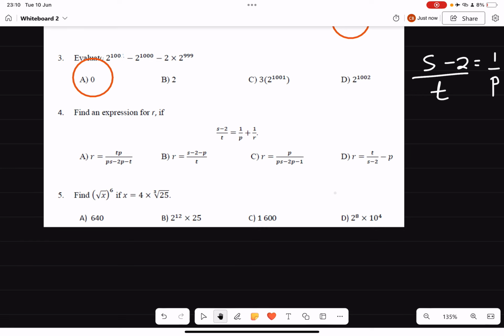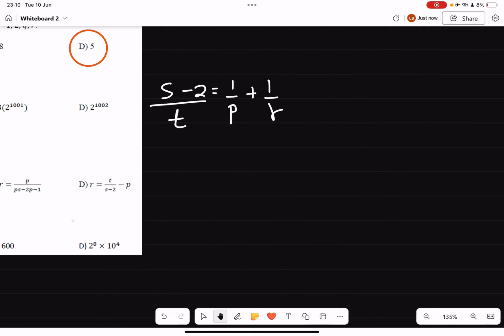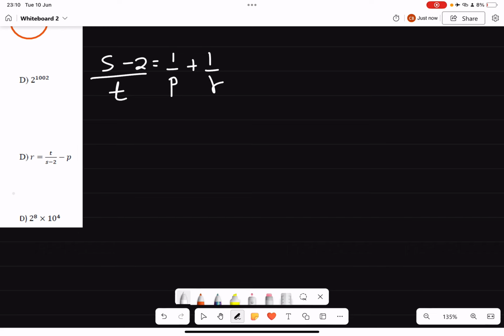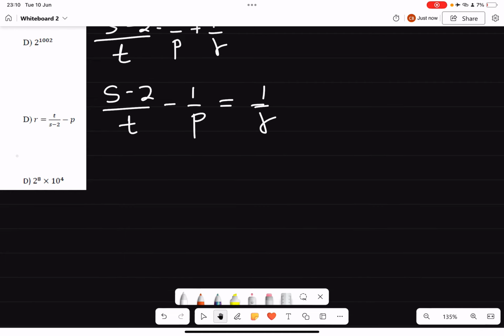What does that mean? That means we need to end up with r equals to something, right? So r must be by itself on one side of the equation. So we need to isolate any part that has an r. So we're going to isolate this part, which means we have to move 1 over p to the other side. So we're going to have s minus 2 over t minus 1 over p, which is 1 over r. Right? Then now let's simplify this.